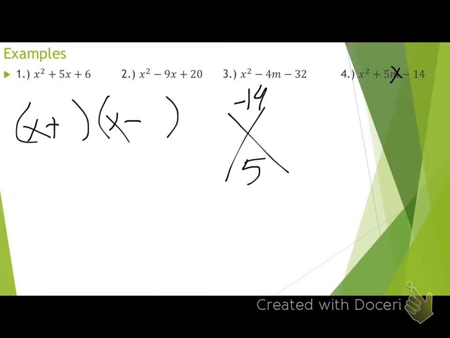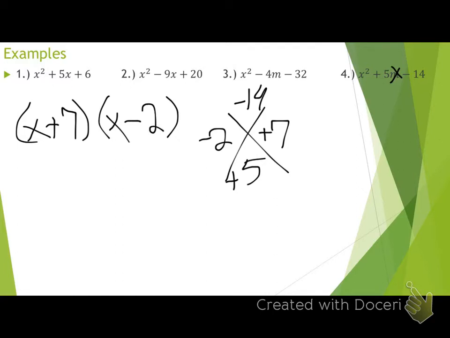So now I have to solve my puzzle, looking for numbers that multiply to give me negative 14, add to give me positive 5. So some factors of 14 are 1 and 14, 2 and 7. I know it's going to be 2 and 7 because those would be the only two numbers that could add or subtract to give me 5. Once again, I have to figure out which one gets which sign. Well, 5 is positive, so that means the bigger number is going to get the positive value. Smaller number is going to get the negative value. So I get x plus 7 times x minus 2.